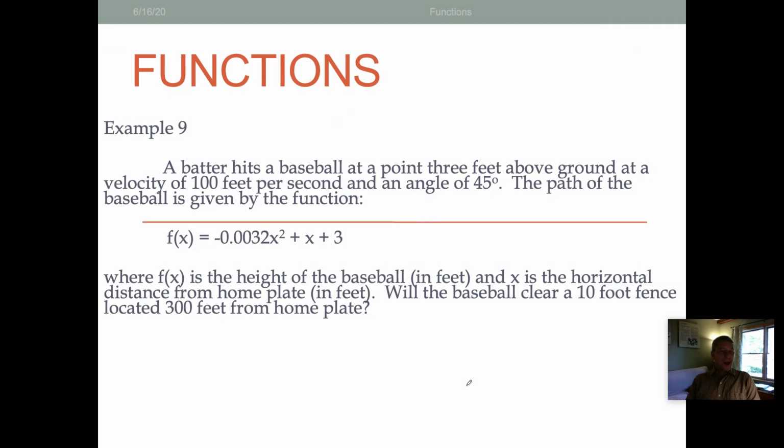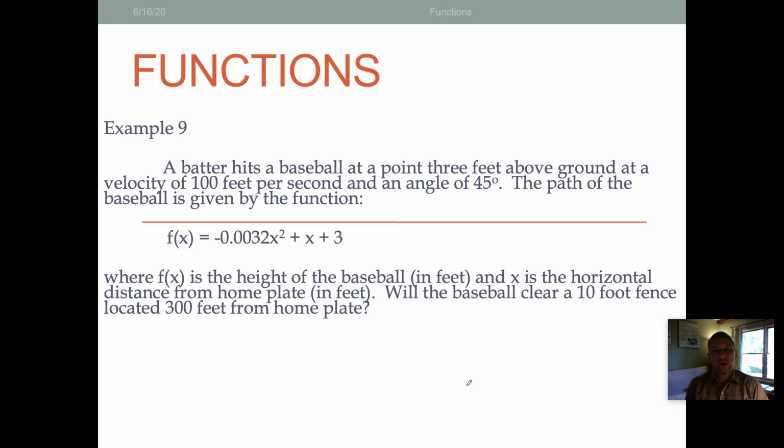So let's look at example number 9, shall we? It says a batter hits a baseball at a point 3 feet above the ground at a velocity of 100 feet per second and an angle of 45 degrees. The path of the baseball is given by the function f of x equals negative 0.0032 x squared plus x plus 3.